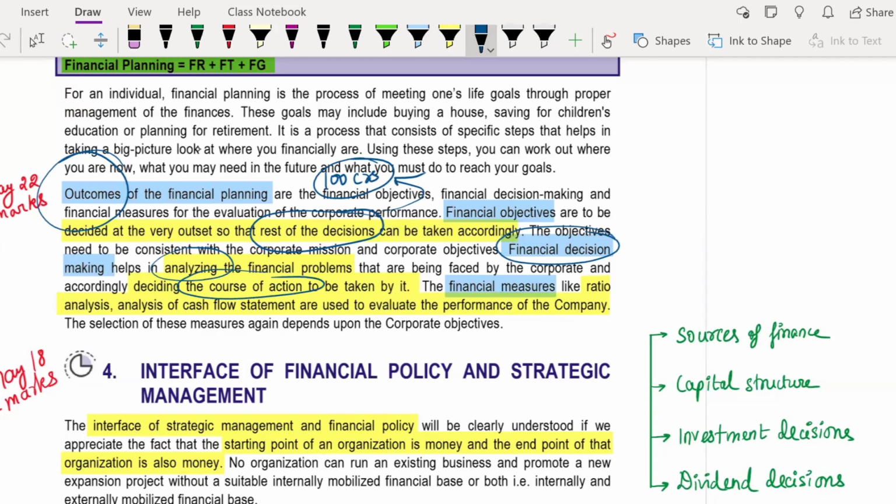And the final outcome is the financial measures. So the ratio analysis that you do after every financial year end, or the cash flow statements that you prepare, you will analyze them all, and you will evaluate the performance of the company, whether according to what you had planned, the outcomes are coming up or not. So these are the three things. One is financial objective, financial decision making, and financial measures.